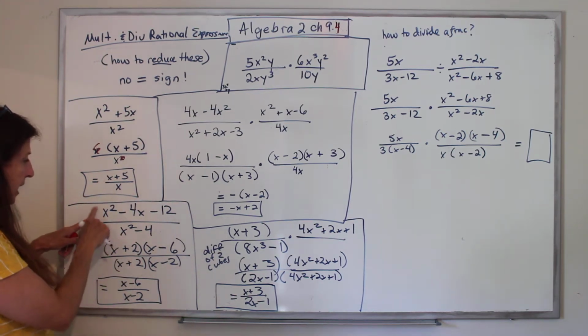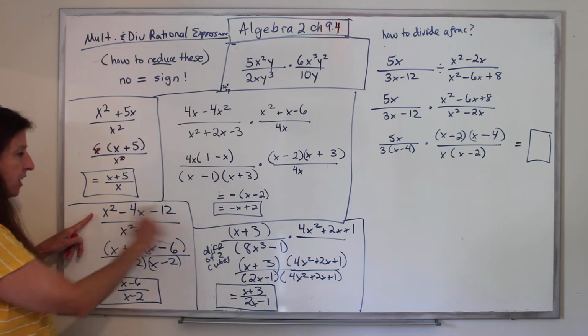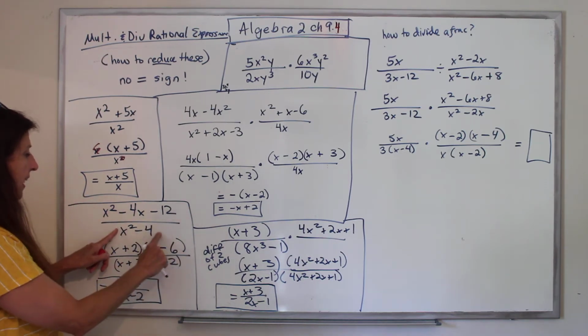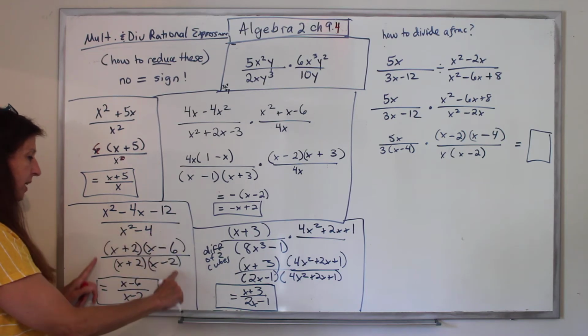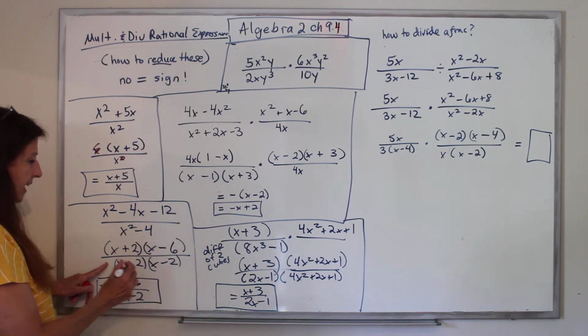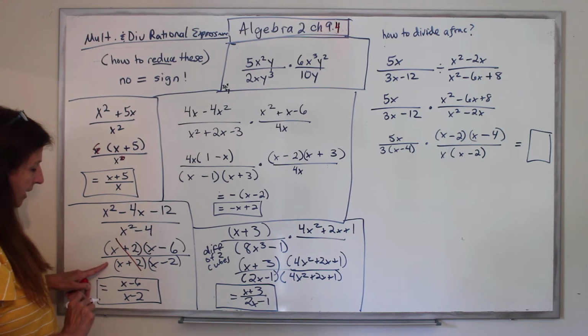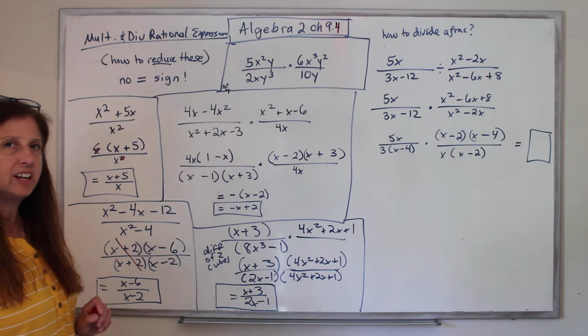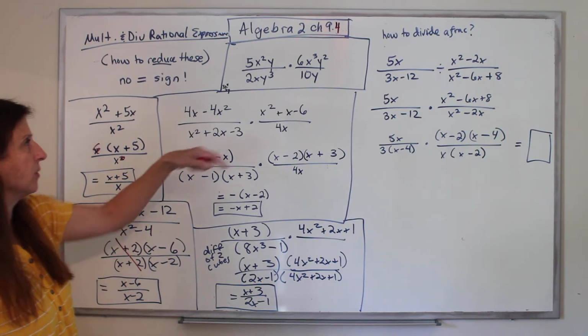Let's look at this one. When I see this, the first thing you usually do is factor it. So I would factor that, and this is the difference of two squares, so I factored that too. And now look what happens. Whoop, those mark out. So the answer is x minus 6 over x minus 2. See, they're kind of fun because you get to mark out math, and that's always fun.